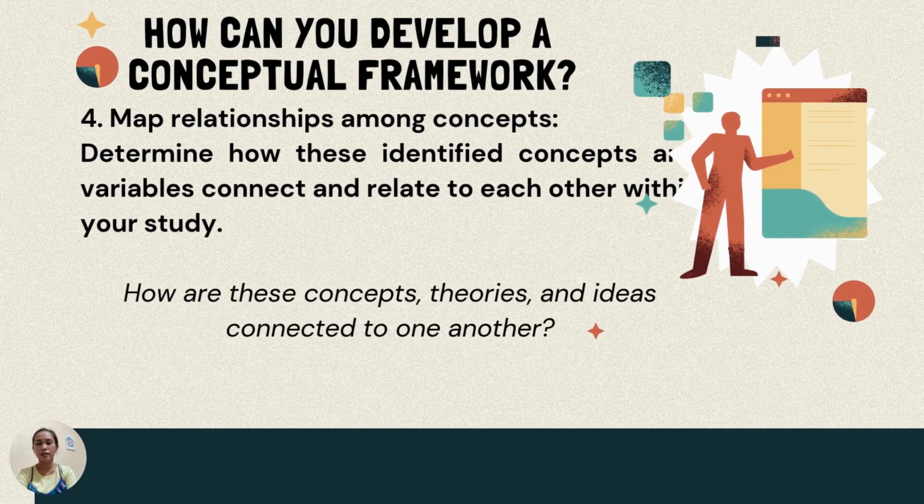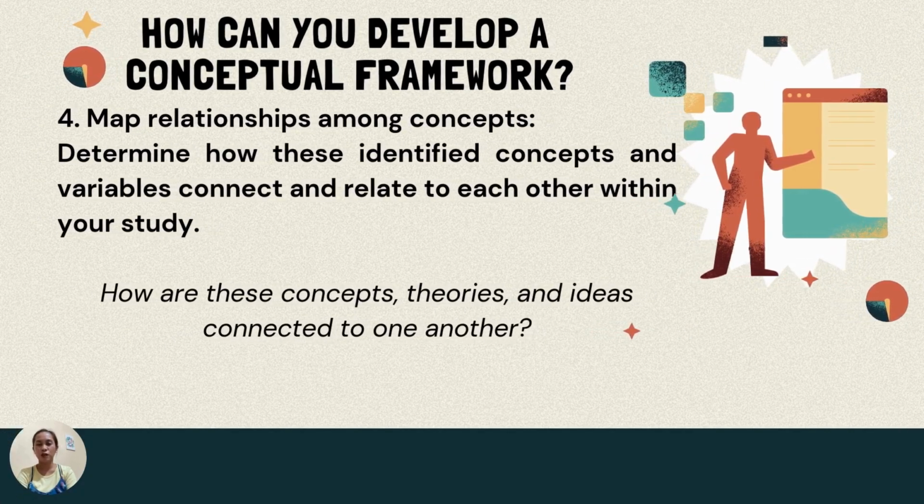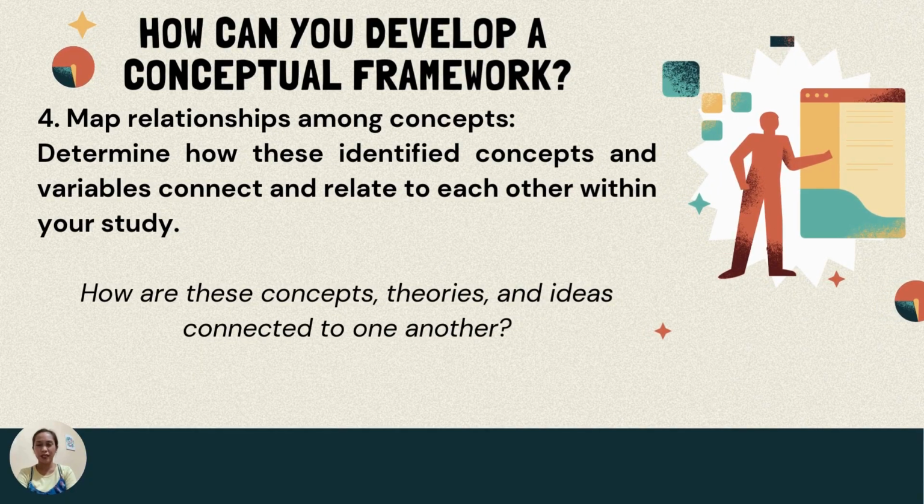Now, let's have step 4. Map relationships among concepts. Determine how these identified concepts and variables connect and relate to each other within your study. Show how those concepts connect to each other. Once you've chosen the key theories, the key ideas, the concepts, the issues, you need to take a look: how do they connect? How do they fit together? You need to give your reader a clear picture of how these things guide your research.